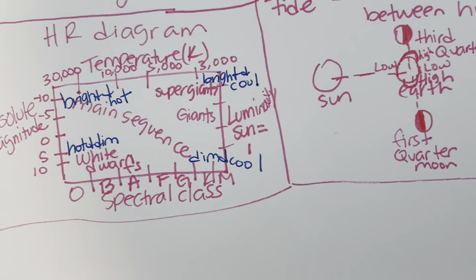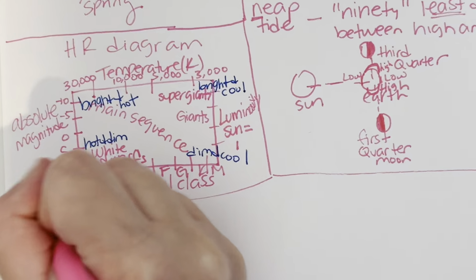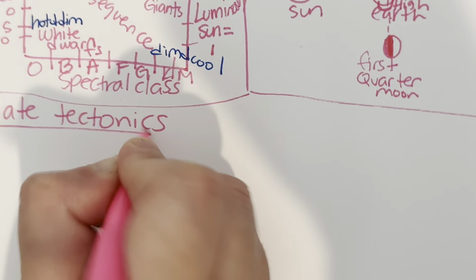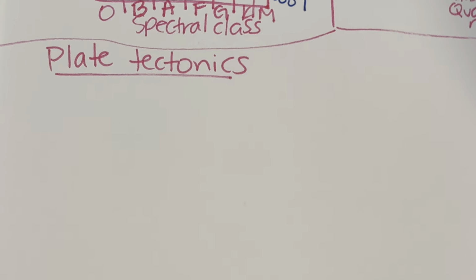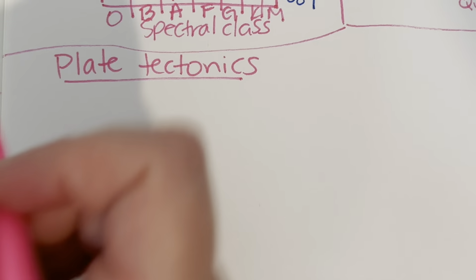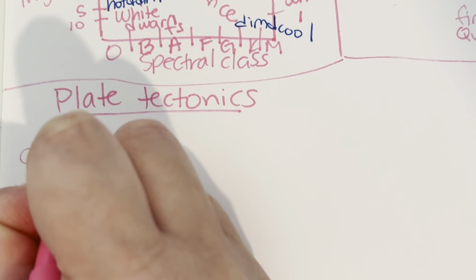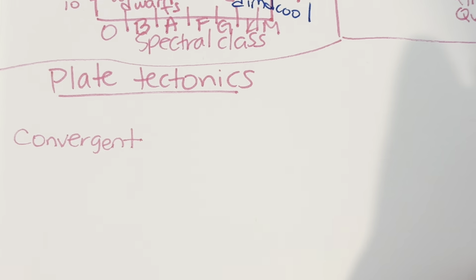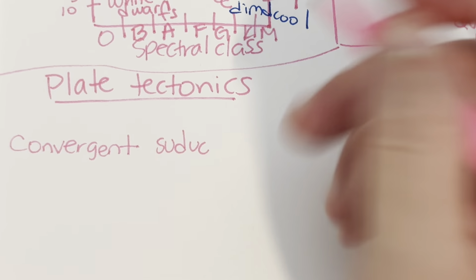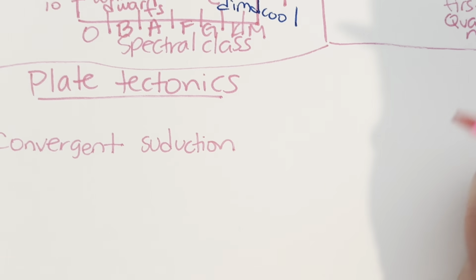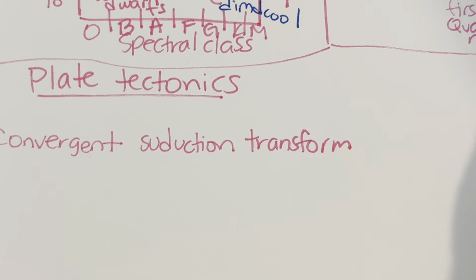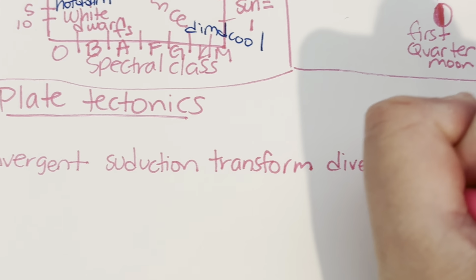All right, we are almost there. So let's do plate tectonics. I know it's been a while since we have done plate tectonics, but I'm pretty sure you remember. So plate tectonics, all right. You have 3 different types. You have convergent plates. You have subduction, which is also plates converging. You have transform, and then you have divergent.